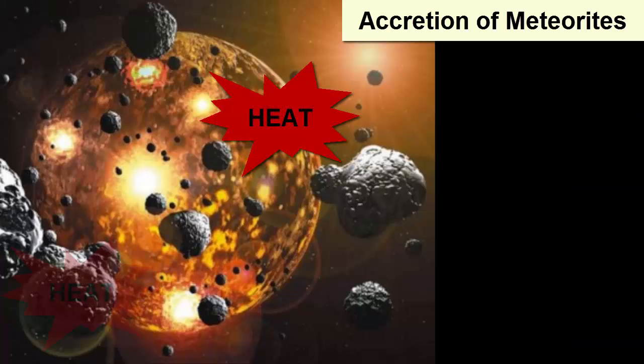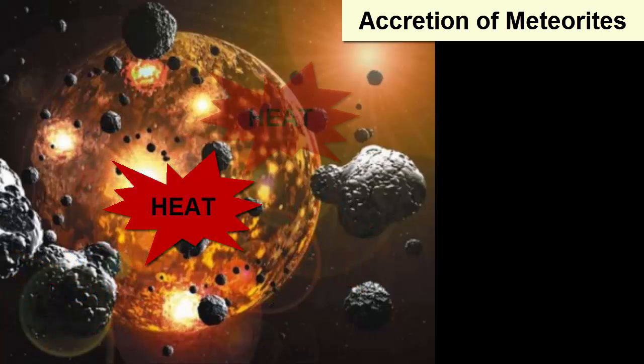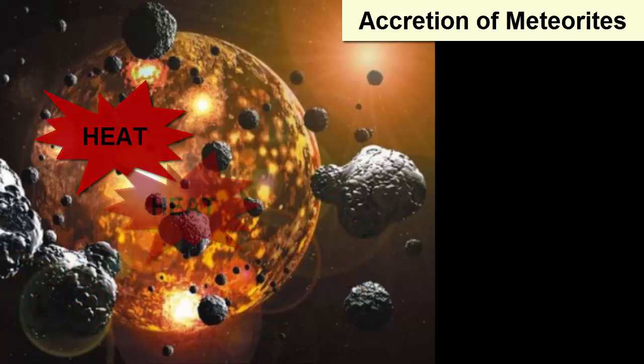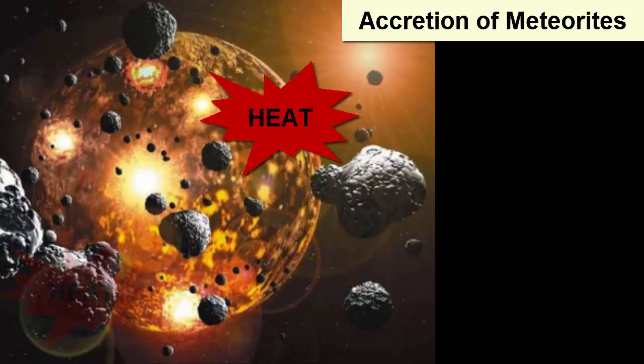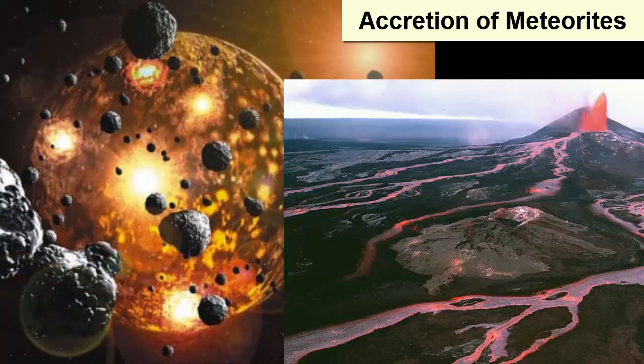Now imagine an early Earth formed by billions of these collisions. The continual bombardment of small asteroids combined with all the previous collisions would have produced so much heat that early Earth would have been almost entirely molten. In such a state, the material would have separated by density.